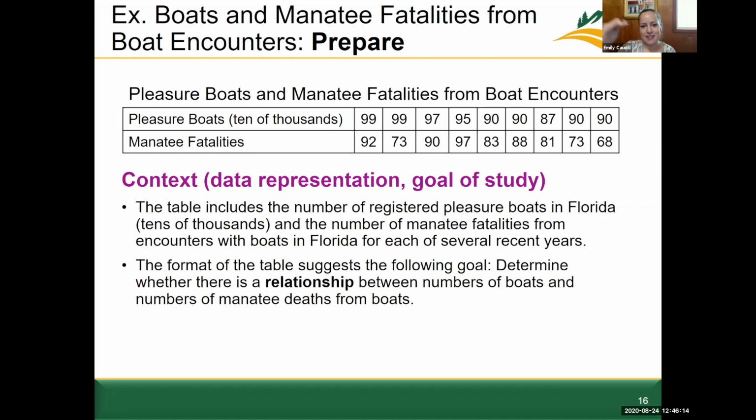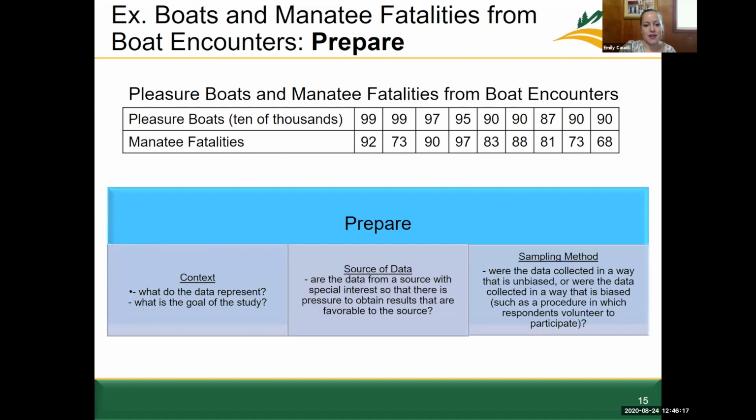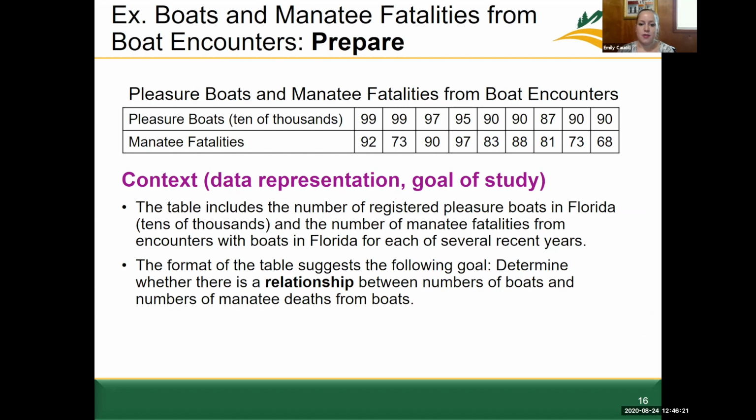And then in context, right? So we have prepare and then we're on the left-hand side for context. The table includes the number of registered pleasure boats in Florida by the tens of thousands and the number of manatee fatalities from encounters with boats in Florida for each of the several recent years. So we don't have the recent years data, but this is the context of the data. The format of the table suggests the following goal. So even just how the table is formatted is something we can think about.